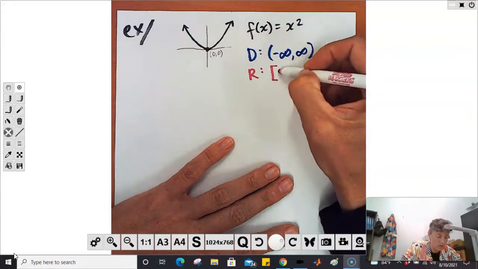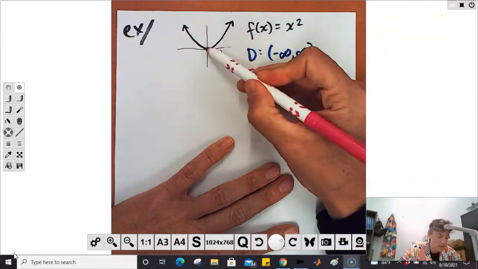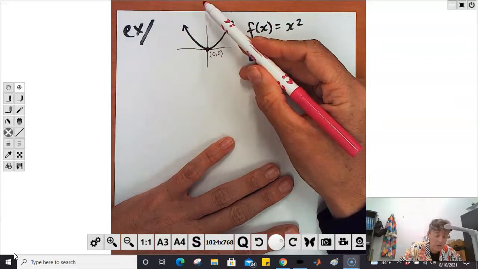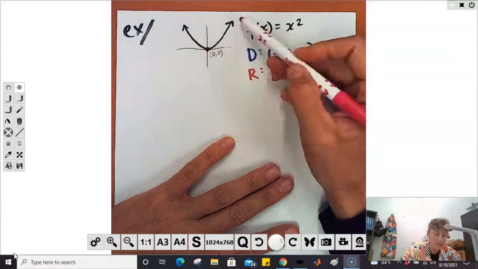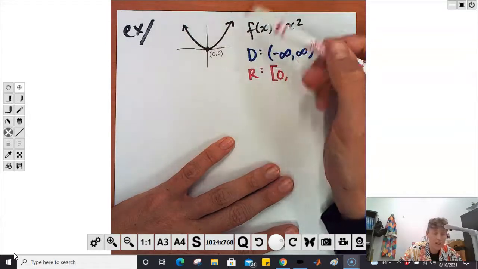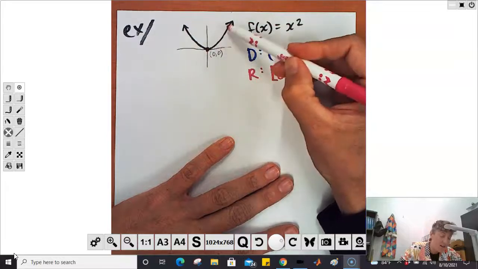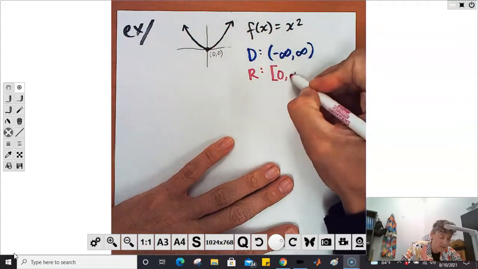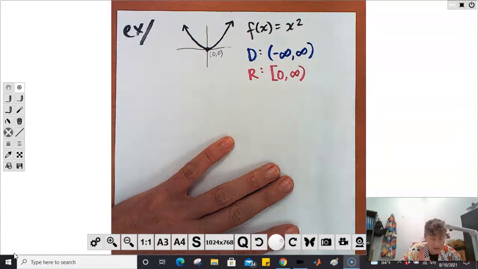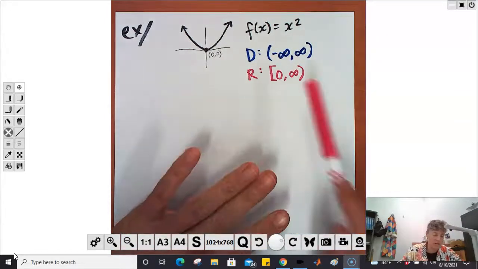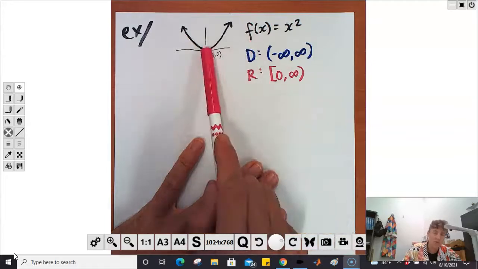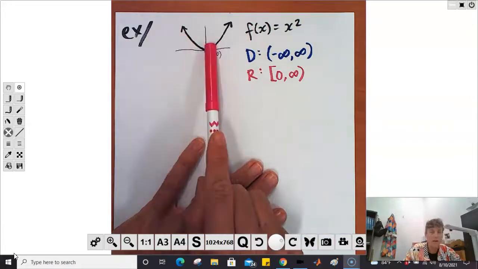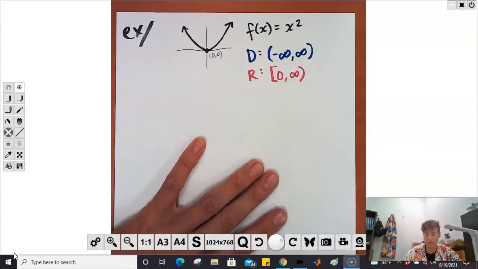We're going to go from 0 to, what's the highest y value we're ever going to get? Well, both of these parts go up forever, which means we're going up to, in the y direction, positive infinity. Again, we can't touch that, so we use a parentheses. So our domain, in the left and right direction, we're going to the left forever, to the right forever. That's negative infinity to positive infinity.